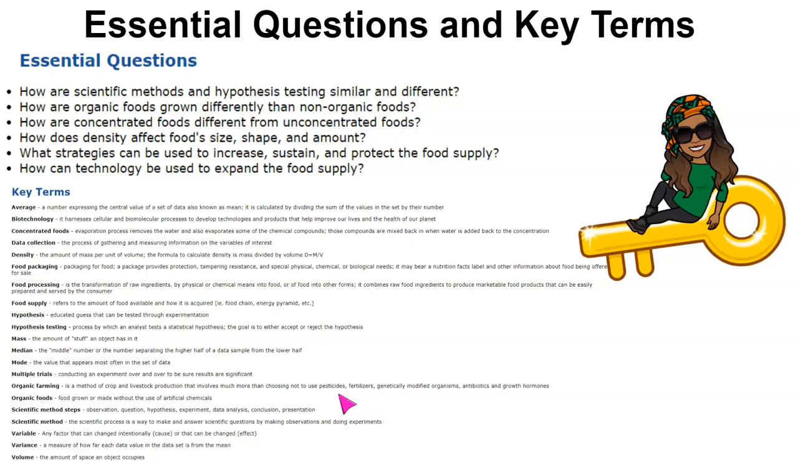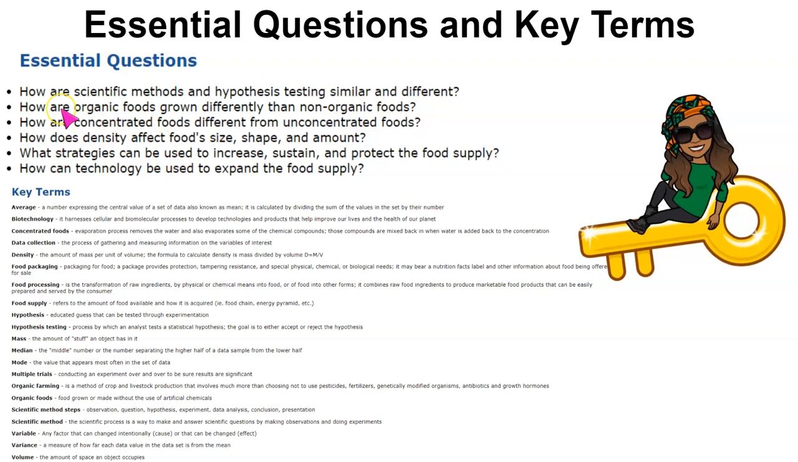So the first thing that you're going to see are your essential questions and your key terms. Please make sure that you read through each one of the key terms, know the definitions, be able to use your words in a sentence, and also make sure that you're able to answer these essential questions by the end of the module.